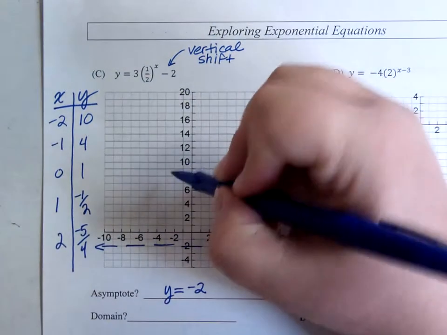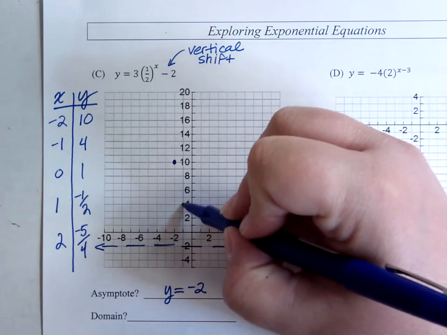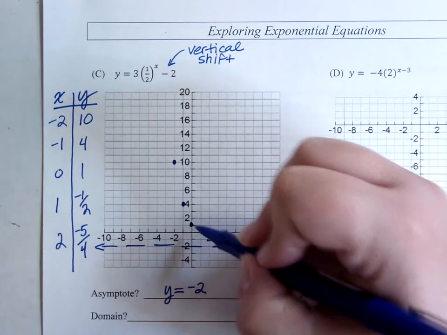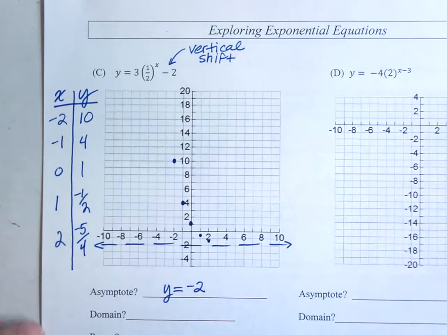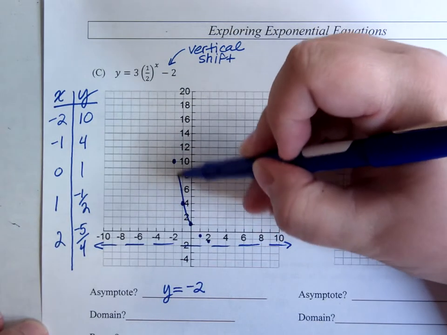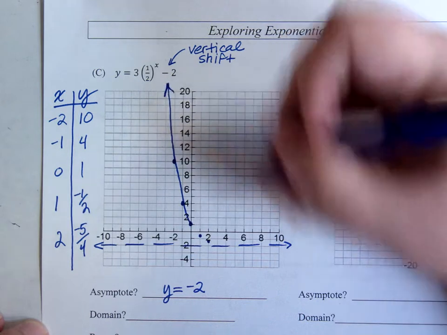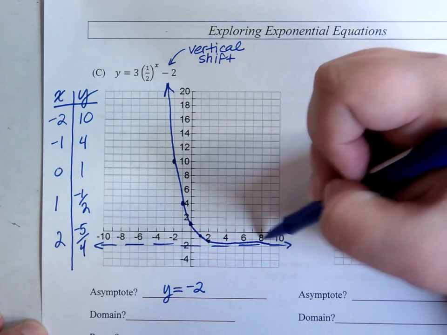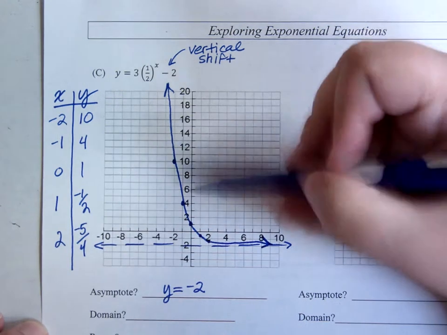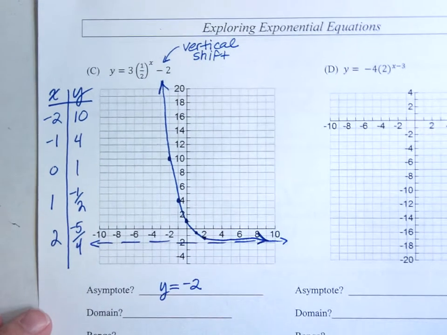So -2, 10; -1, 4; 0, 1; 1, -1/2; and 2, -5/4. So I'm going to draw my curve. And it doesn't hurt if you want to draw some extra points over here to get a better idea of what that's going to do.